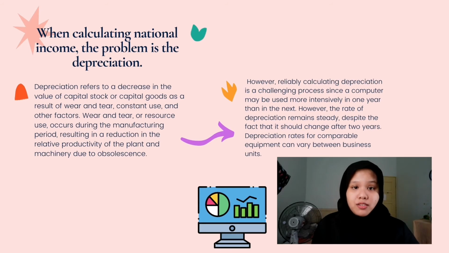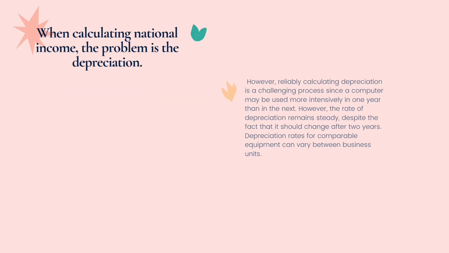Wear and tear or resource use occurs during the manufacturing period, resulting in a reduction in the relative productivity of the plant and machinery due to obsolescence. However, reliably calculating depreciation is a challenging process since a computer may be used more intensively in one year than in the next. However, the rate of depreciation remains steady despite the fact that it should change after 2 years. Depreciation rates for comparable equipment can vary between business units.